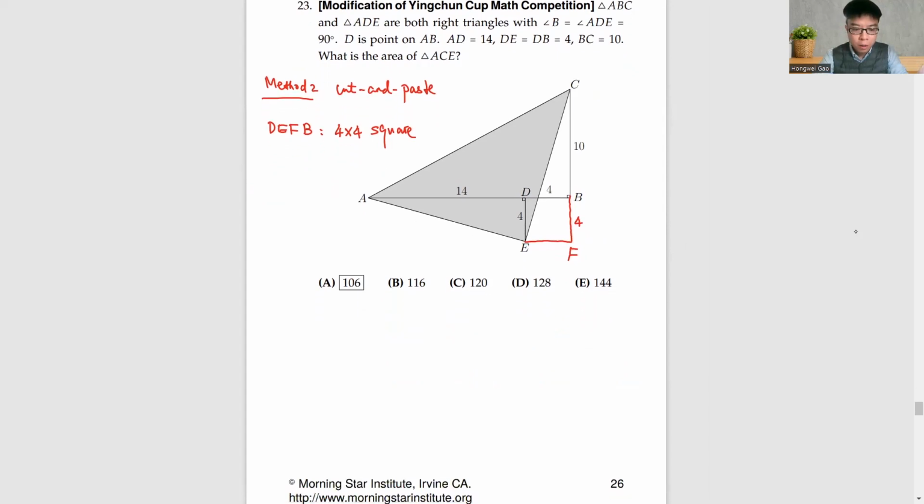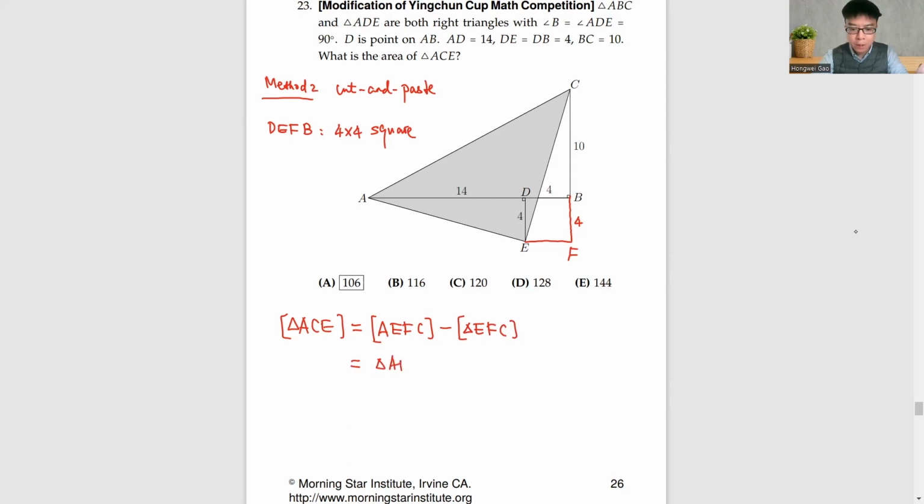Let's write down the area ACE is part of the big quadrilateral AEFC with this unshaded part, triangle EFC, removed. Now for the quadrilateral AEFC, it consists of 3 parts.